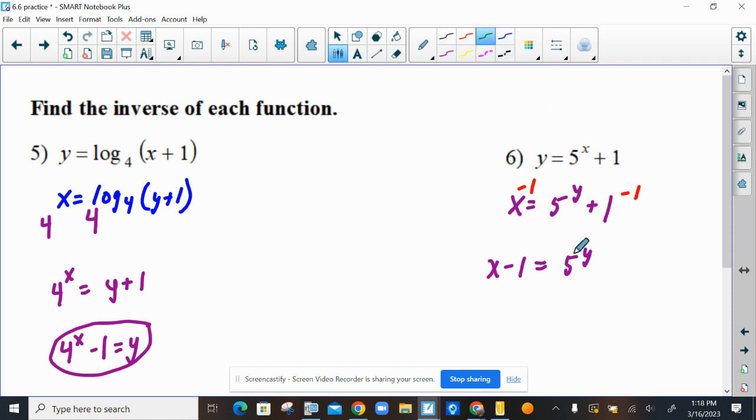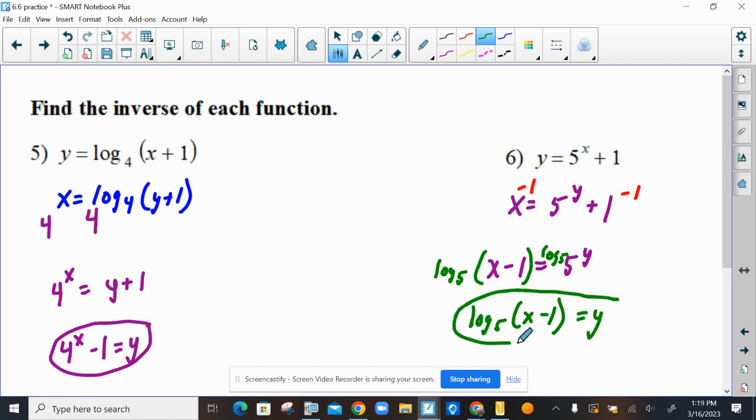And so to get rid of this 5 that's a base, I take the log of that base on both sides. Log base 5. Now, it is very important that you put parentheses around that, because this is actually going to be a shift to the right one. So when you actually graph this, this is a shift up. So its inverse is going to be a shift to the right one. So the final answer is log base 5, parentheses, x minus 1, close the parentheses, equals y.